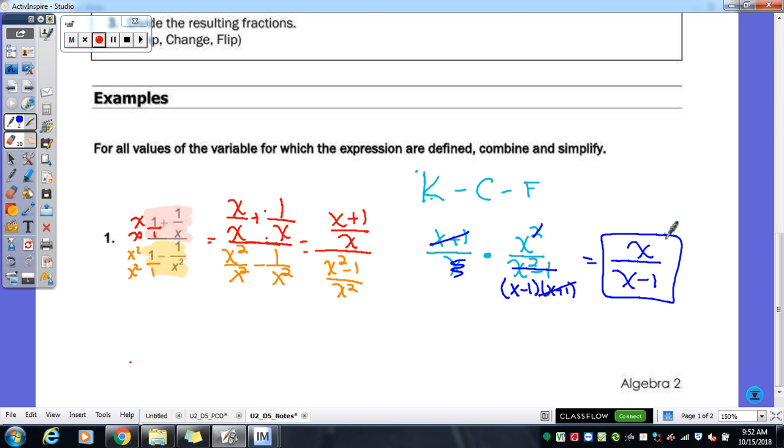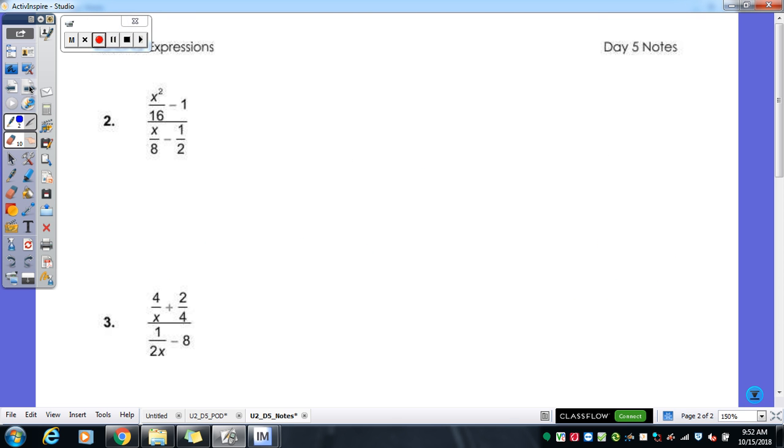So now this one though, see it says for all values of the variable which the expressions are defined, which means we don't have to find restrictions. They didn't tell us to find restrictions. They just wanted us to simplify. So let's try our next one, number 2 on the back.